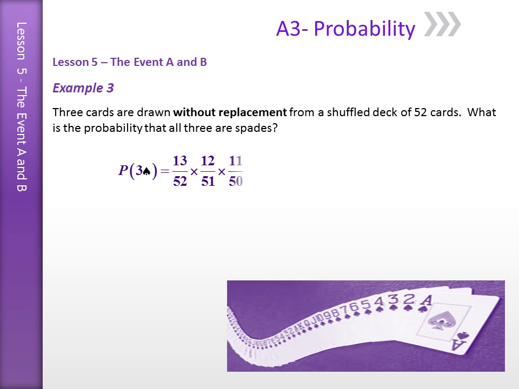Now we've got another spade gone and another card gone. So that would be 11 over 50. So 13 over 52 times 12 over 51 times 11 over 50. I'll leave you to continue on and get a final answer for that one if you wish.